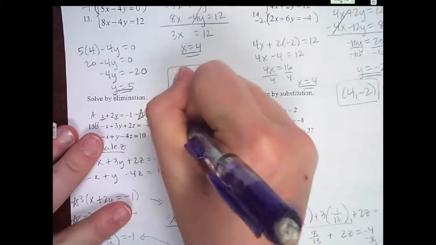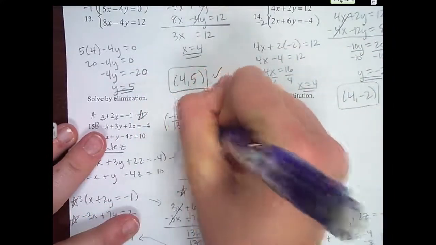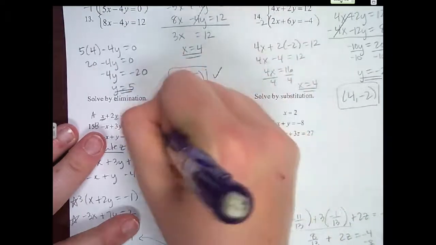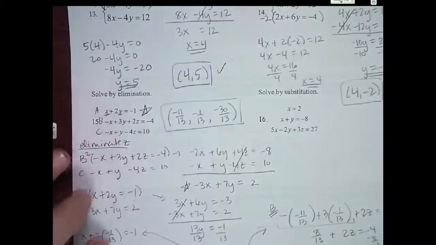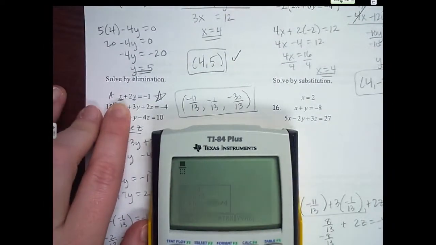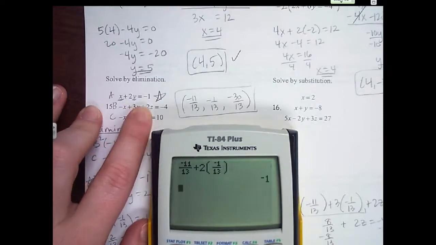Okay, so let me write my final answer right here, what I have. Negative 11 over 13 is the x. Negative 1 over 13 is the y. Negative 30 over 13 is the z. Now, we have to check it in all three of these. So, the first one, the x, negative 11 over 13 plus 2 times the y, negative 1 over 13, equals negative 1. So that works.